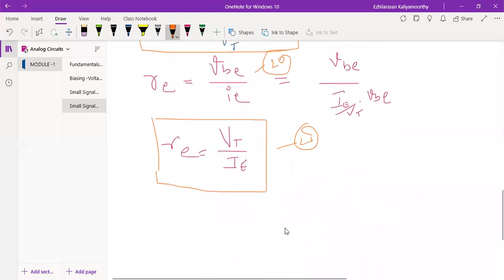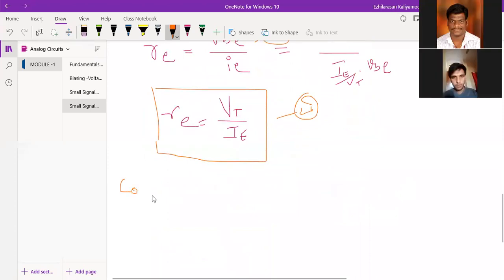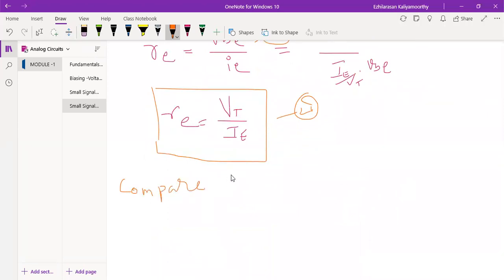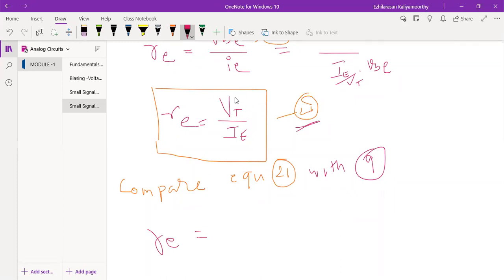Now compare the expression. Now compare equation number 21, this expression, with equation number 9. So we need to know what equation number 9 actually is, right? Equation number 9 is actually RE is equal to VT by IE. There is a relation already, you can compare this.